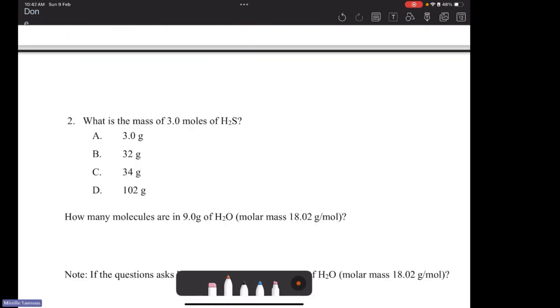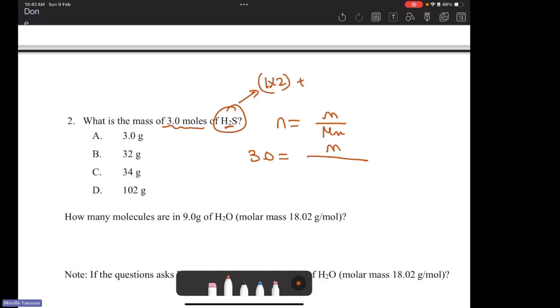Again, what is the mass of 3 moles? Mass of 3 moles. Here's the mass I need. From the periodic table, I find hydrogen to be 1, but I have it twice, plus 32, the molar mass of sulfur. That is 34 gram per mole molar mass. So the answer is 102 grams.